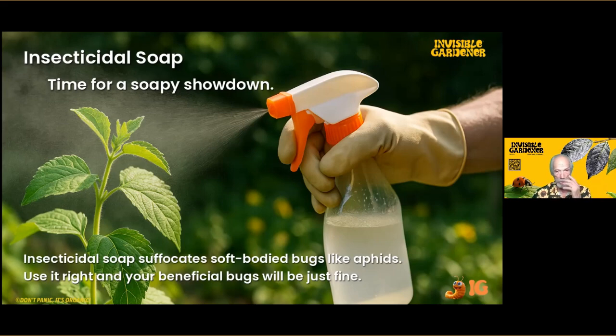So insecticidal soap is an easy one to get rid of the aphids. You spray it on and get a soft cloth and wipe the mold off. But that's not going to solve your problem.